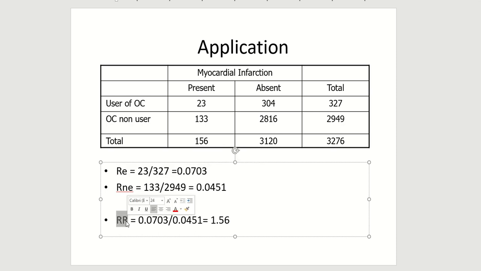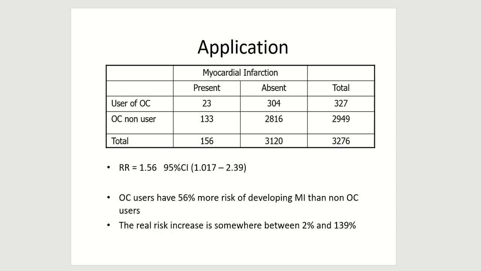Therefore, I can calculate the relative risk, or the risk ratio, by taking the risk in the exposed, dividing it by the risk in the not exposed, and I get 1.56. So what does this 1.56 mean? What it means is that so far, my relative risk is greater than 1, indicative of a positive association. However, before I do any interpretation, I need to calculate the confidence interval.